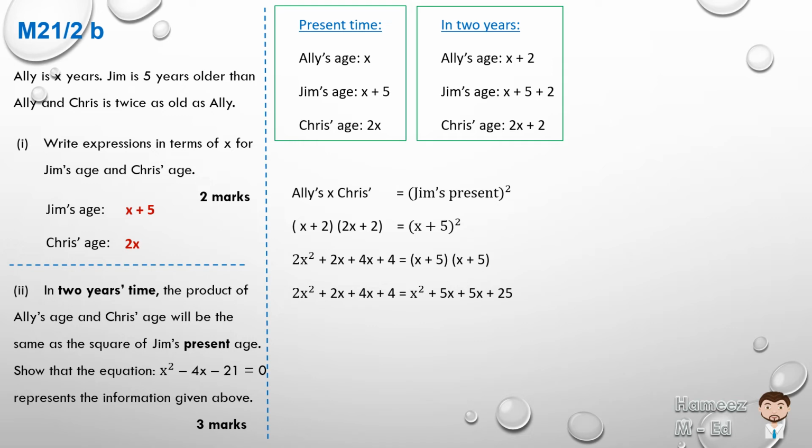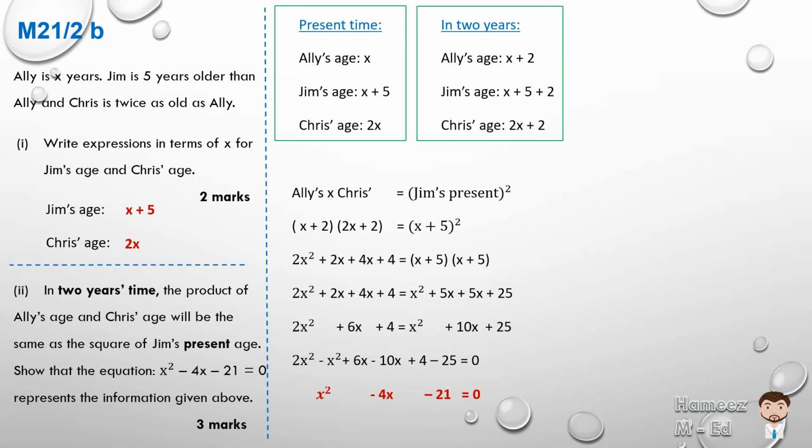Okay, let's simplify these terms. So we're going to get 2x squared plus 2x plus 4x is 6x plus 4 is equal to x squared plus 5x plus 5x is 10x plus 25. And as we're trying to make it look like the proof has, one side equal to 0, let's move all the terms across to one side so we get it equal to 0. So that will give us 2x squared minus x squared plus 6x minus 10x plus 4 minus 25 is equal to 0. And if we simplify, we're going to get x squared minus 4x minus 21 is equal to 0, which is the proof that they wanted.